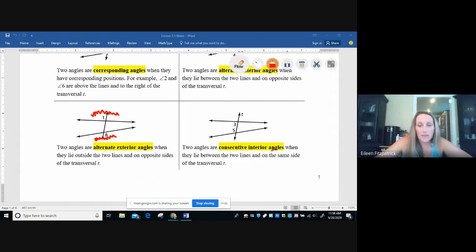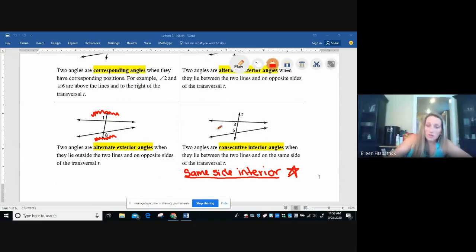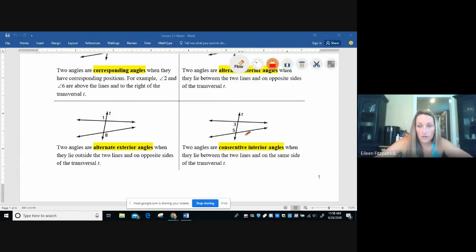And finally, we have consecutive interior, or remember I also said they'll also be called same side interior. This is actually what I refer to them as. So that's the terminology you're going to hear me use, same side interior. All right, so they're interior angles, right? This is the interior space. So they're interior angles, and they're on the same side of the transversal. The transversal has a right-hand side and a left-hand side. They're both on the left-hand side. Okay, so we can classify angles based on their location in relation to those three lines that are drawn.